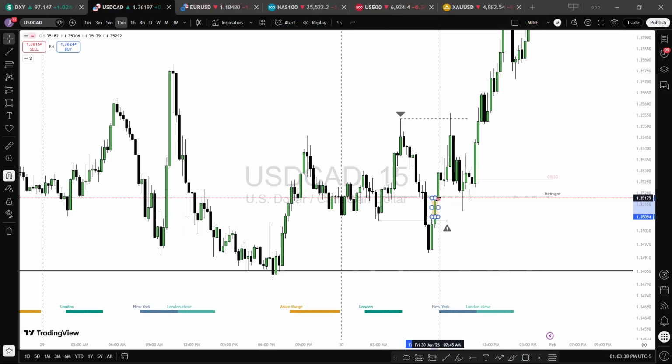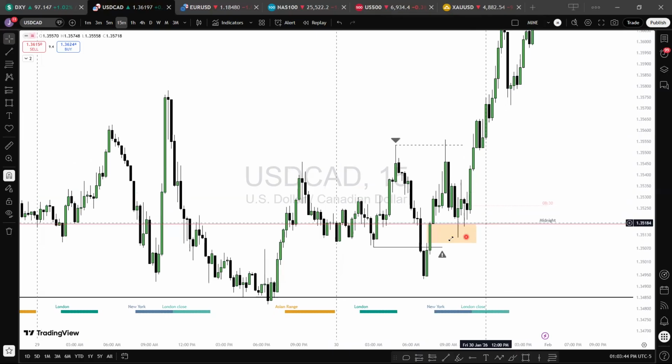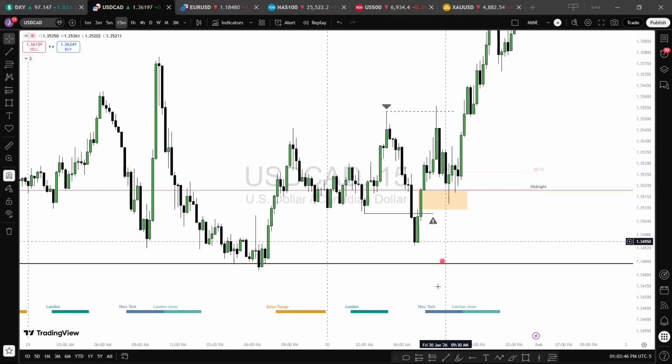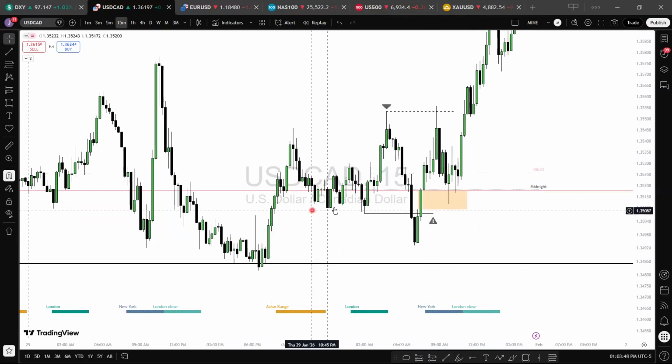Now you can see that there's a fair value gap here at this level. Now, note how price dipped into this fair value gap before running higher. And this was happening where? The New York session. So you want to be trading the USDCAD in the New York session, not London and not Asian, but the New York session because of the pairs. Both the USD and the Canadian dollar move with high volatility at this session.